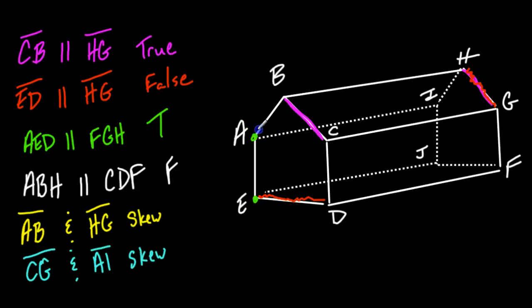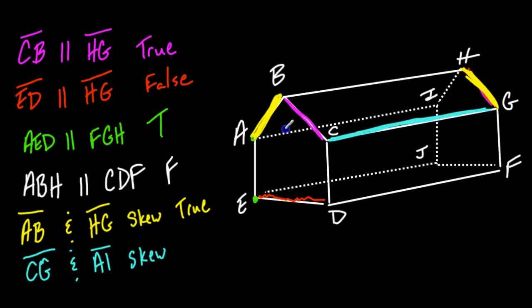Line AB. Are line AB and line HG skew lines? Remember, skew lines are non-coplanar and they never intersect. Those two are not on the same plane. And if you extend them, they never will intersect each other, so that is true.